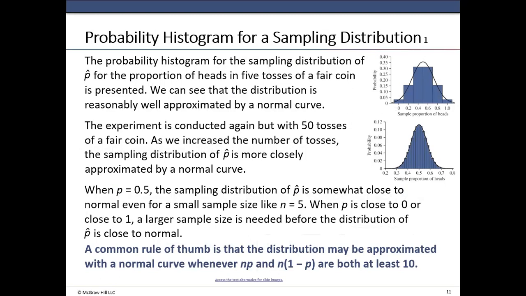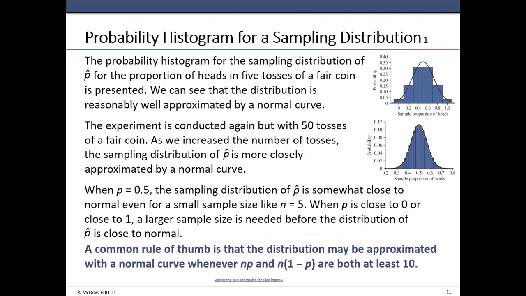When p is equal to 0.5, the distribution of p hat is somewhat close to normal, even for a small sample size like n equal to 5. Remember, our population proportion is 0.5 in this case. What they're saying is, if p is equal to 0.5, then even if you use a small sample size, like we did in the top curve, n equal to 5, the sampling distribution of p hat closely resembles a bell shape, okay? Because p is 0.5. However, if p is close to 0 or close to 1, we need a larger sample size, like n equal to 50, before the distribution of p hat is close to normal.